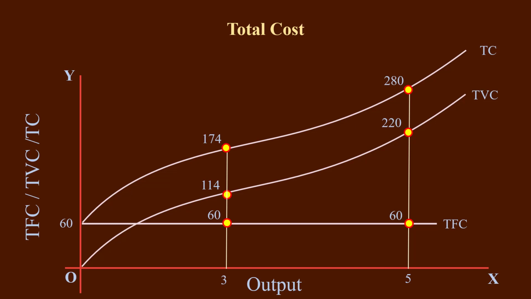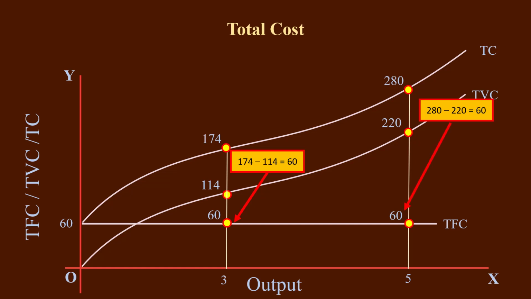Total cost curve is parallel to total variable cost curve. For any given level of output, the vertical distance between total cost and total variable cost is equal to the fixed cost. For instance, when the output is 3, the distance between total cost and total variable cost curves is 174 minus 114, 60. It is total fixed cost. Again, at 5 units, 280 minus 220, 60. It is total fixed cost.